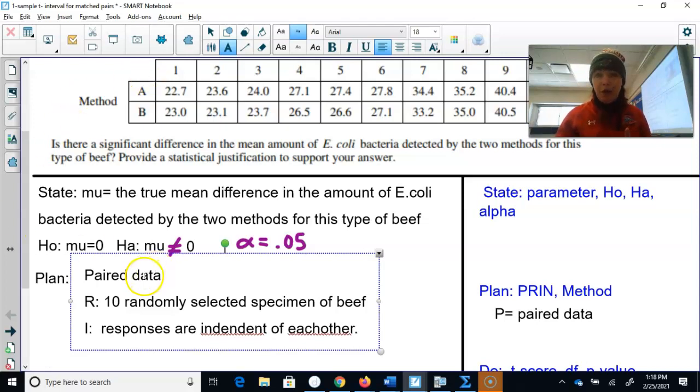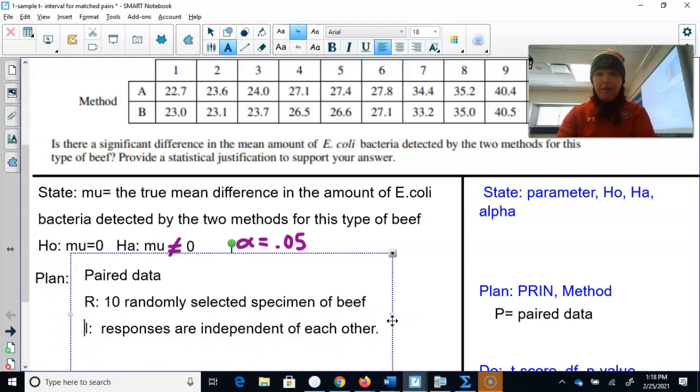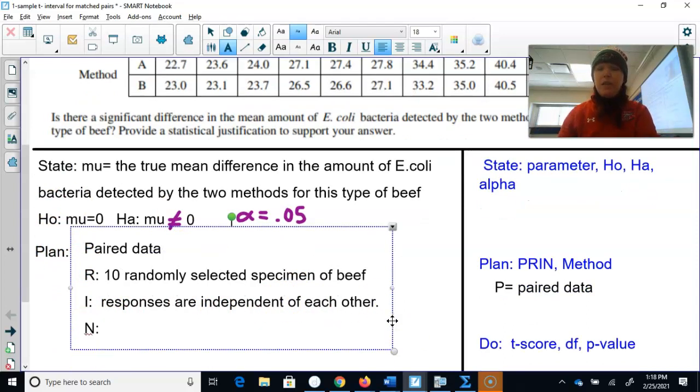The paired data part is new learning, as well as the I: the responses are independent of each other. Again, I spelled it wrong, forgive me. Again, new learning there on the paired data, and then that I, responses are independent of each other, and that's all you have to put there. And then finally, our normal condition is the same.